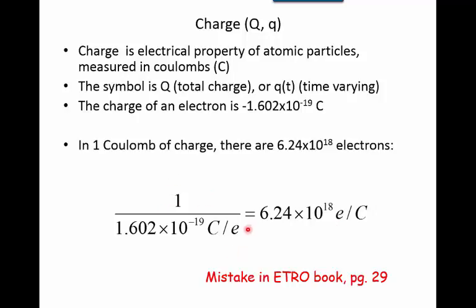ITRO people, please note that there's a mistake in your book on page 29. It says that this is 6.25 times 10 to the 18th. Even if I invert that number and do the calculation and extend it to more significant digits, it will not be 6.25. So your textbook has a mistake in it. It's 6.24. Even if you're rounding off, the answer is 6.24 times 10 to the 18th electrons in 1 coulomb of charge.